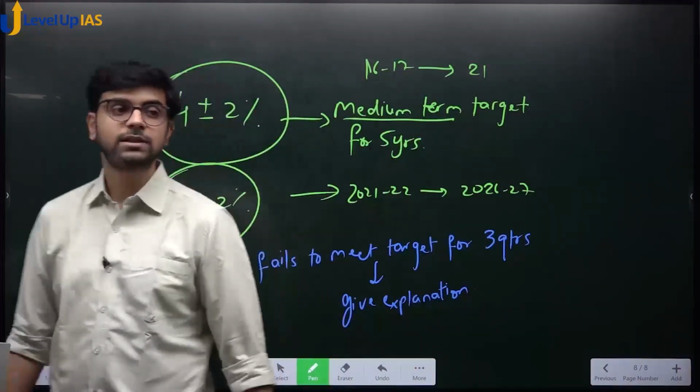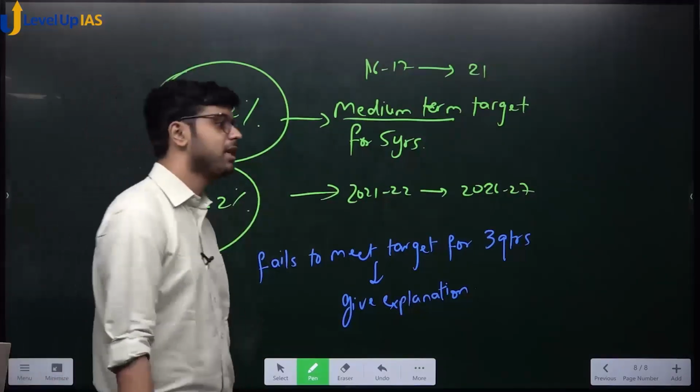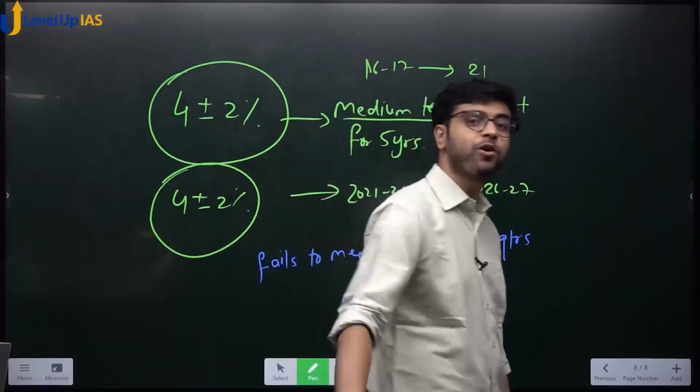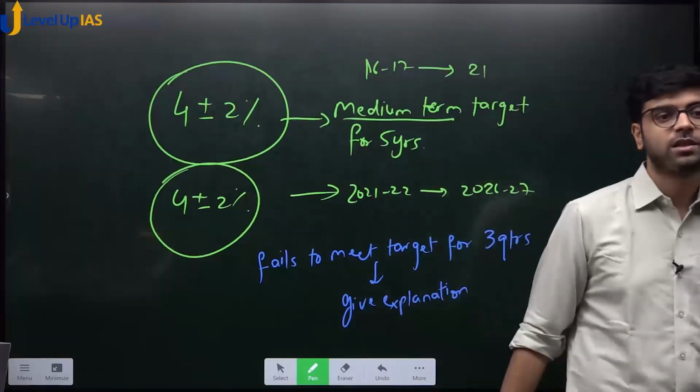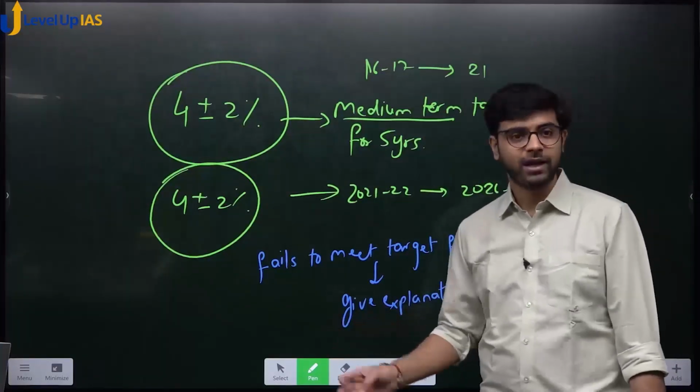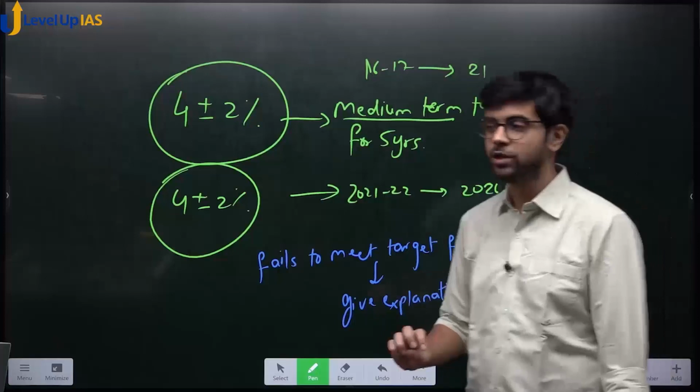So RBI can say that COVID happened. Remember those 4 escape clause provisions? Collapse of agriculture, structural changes being made in the economy.